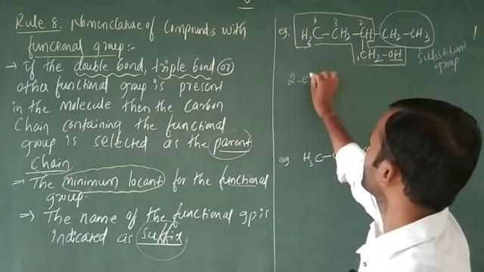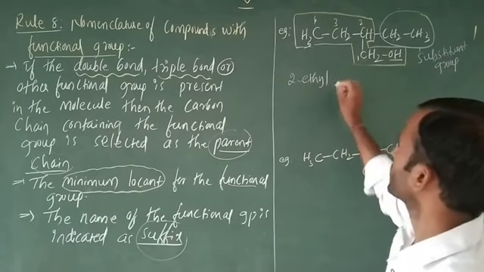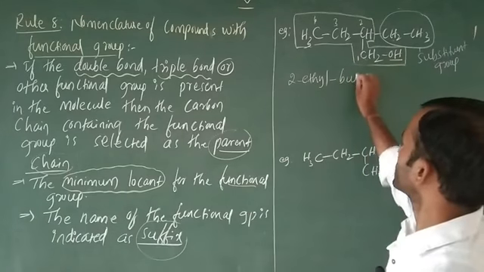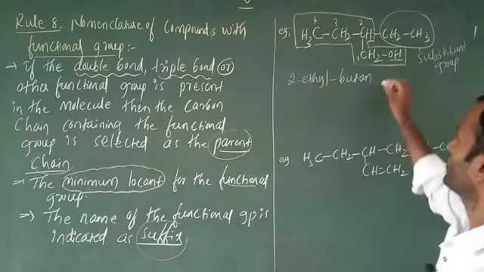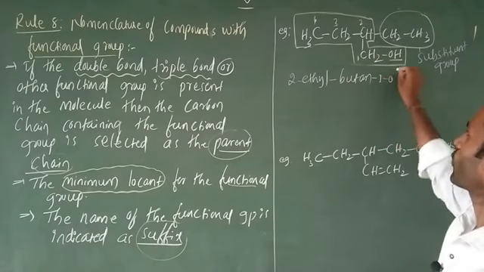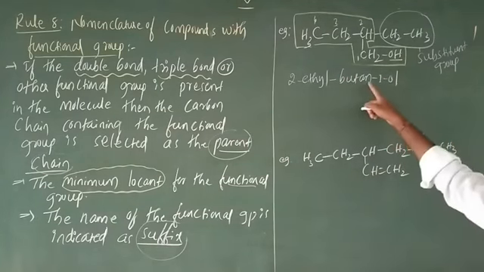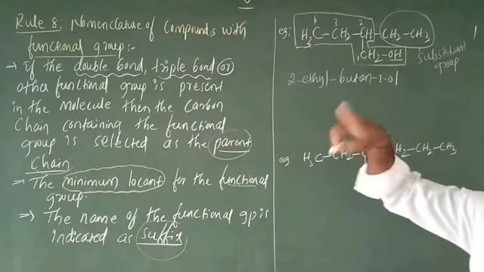2-ethyl, no problem. Next after that, how many carbons are there? 4 carbon. Butane you have to write. But-1-ol. This is the IUPAC nomenclature. Butane, ANE, E replaced by OL.